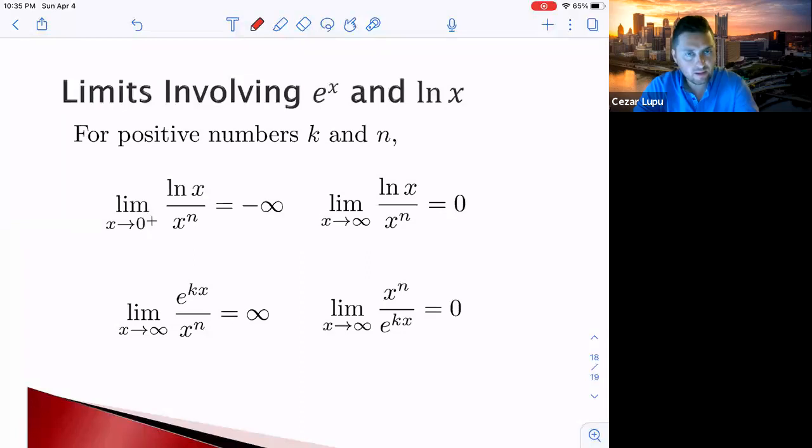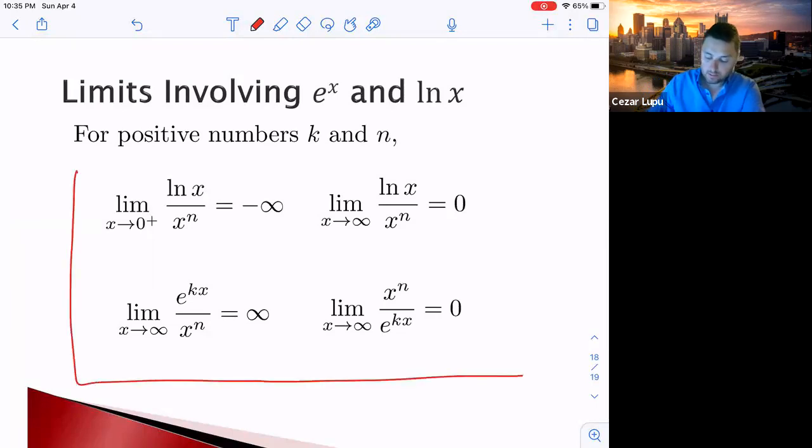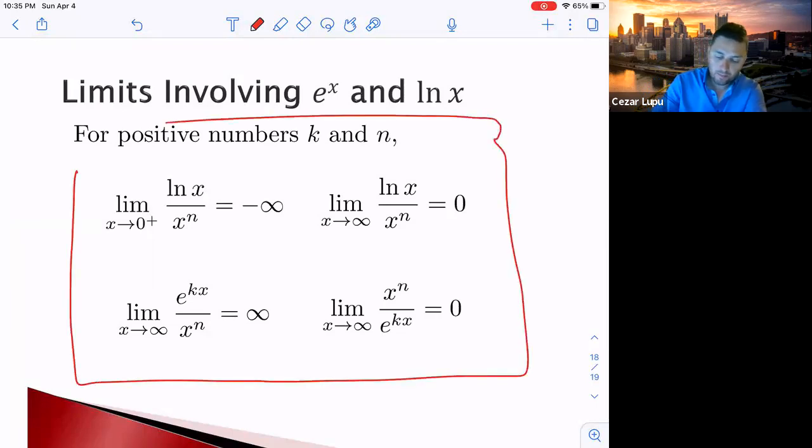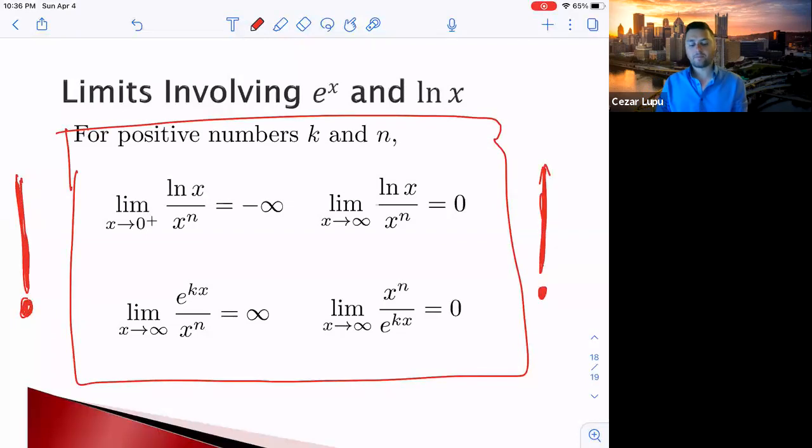We have seen an example in this lecture when we computed the limit as x approaches infinity of ln of x over cube root of x, and we have seen that that was 0. In fact, we have the following limits. Using L'Hopital's rule, one can prove the following. This is important, I would like you to know this. For positive integers k and n, we have these four limits.